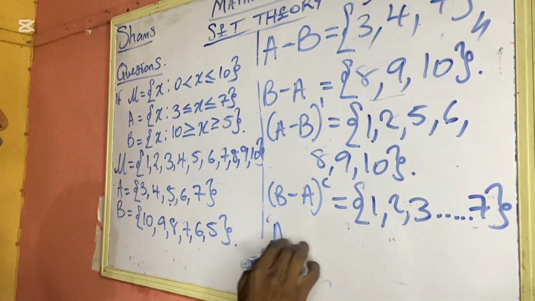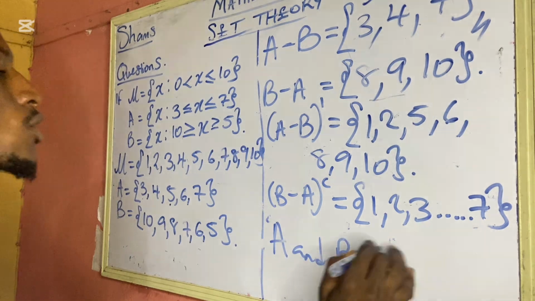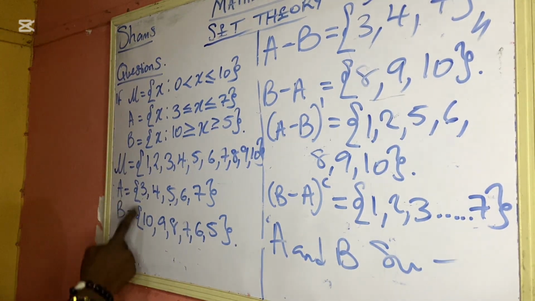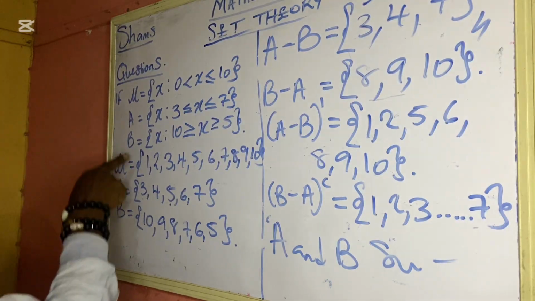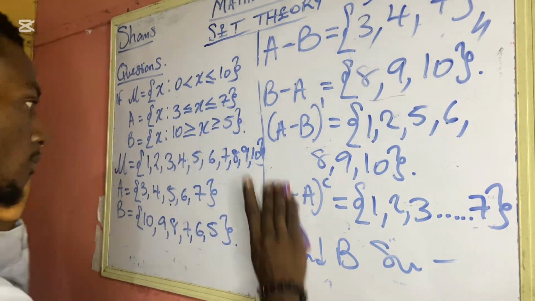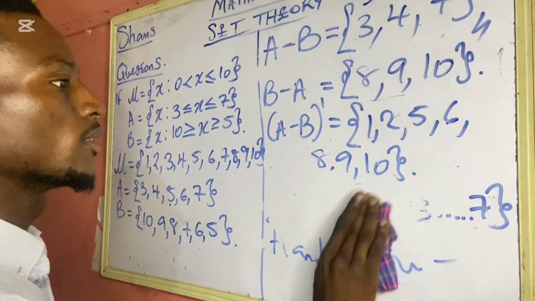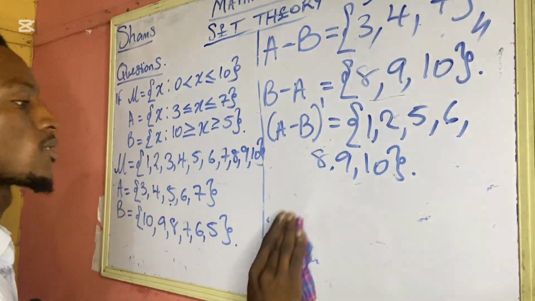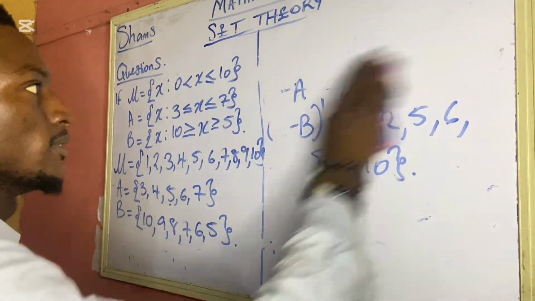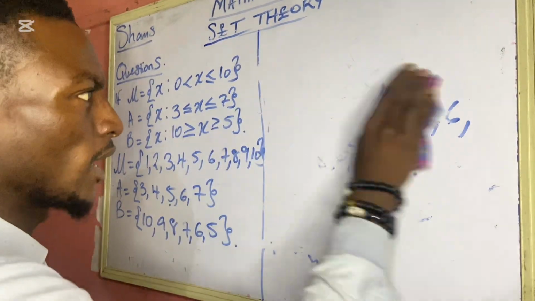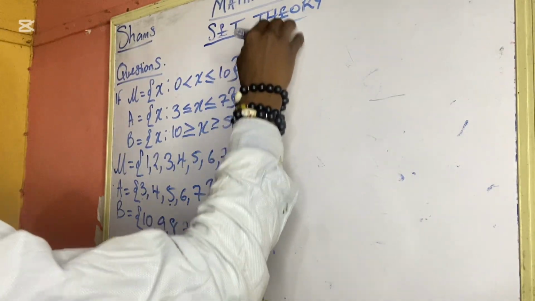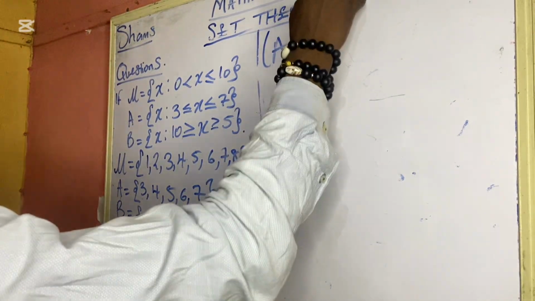Now, note something. A and B are subsets of the universal set, because everything I can find in A and anything I can find in B, I can find in the what? In the universal set. Which means they can also ask you this: what is A union B complement? We can pause the video and solve that.